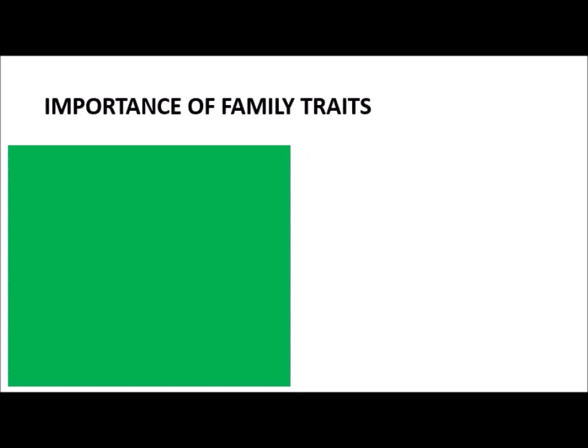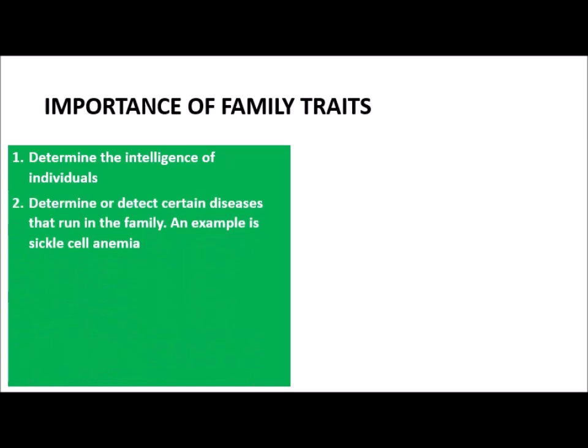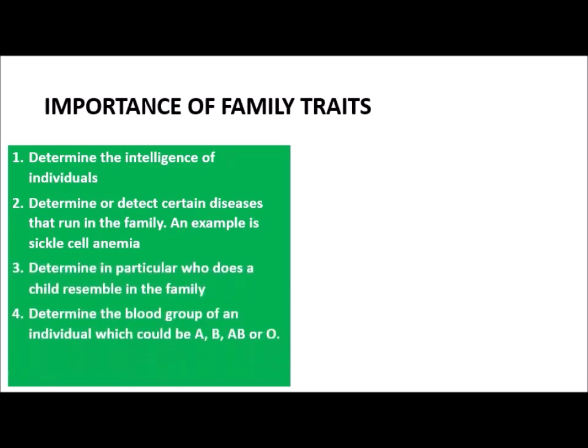Importance of family traits. 1. Determines the intelligence of individuals. 2. Determines or detects certain diseases that run in the family, e.g. sickle cell anemia. 3. Determine in particular who a child resembles in the family. 4. Determine the blood group of an individual, either A, B, AB, or O. 5. Trace the family genealogy.